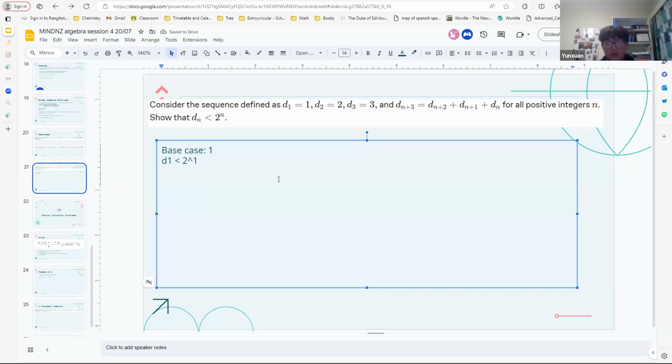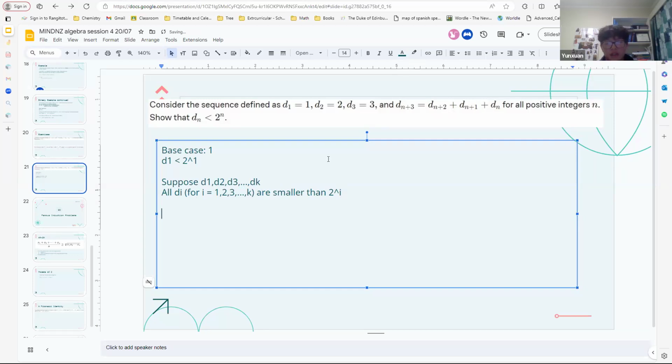And then after that, we suppose it's true for d1, d2, d3, dot, dot, dot, dk. So what would this mean? This means that all di for i equals 1, 2, 3, dot, dot, dot, k are smaller than 2 to the power of i.